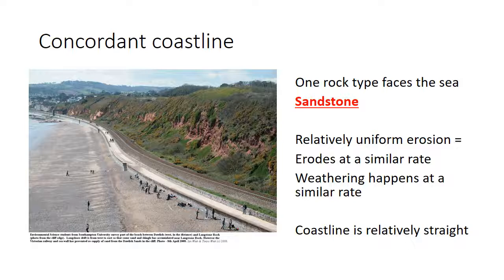Obviously there'll be some natural variation, as there is with any rock, but generally speaking, on a concordant coastline you get a relatively stable rate of erosion. And just to repeat there, the coastline is generally straight. So that image is from Langston Rock, which is your headland, looking towards the west hand side.